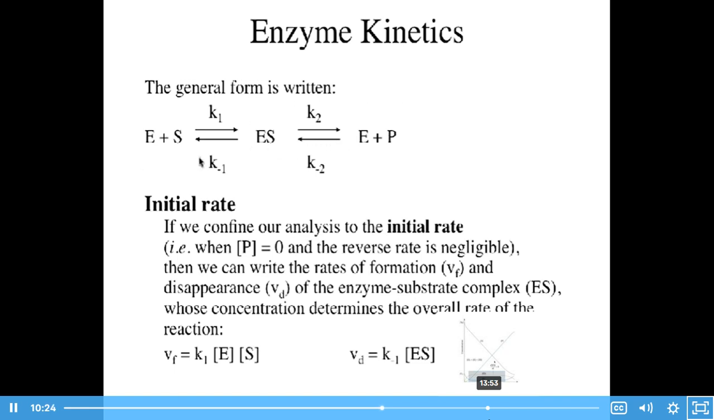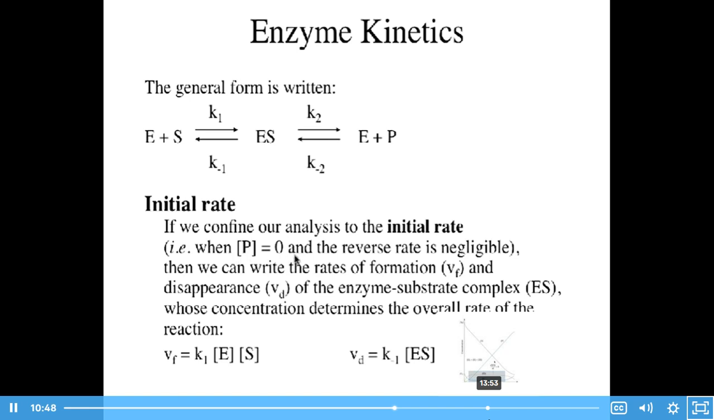So let's imagine a very simple reaction. We have an enzyme binding substrate, forming the enzyme-substrate complex, and then it's going to be converted to product and released. We could actually come up with enzyme-product going to enzyme plus product and have another k3 and k minus 3, but here we're trying to keep things as simple as possible. So we imagine that the reaction goes like this.